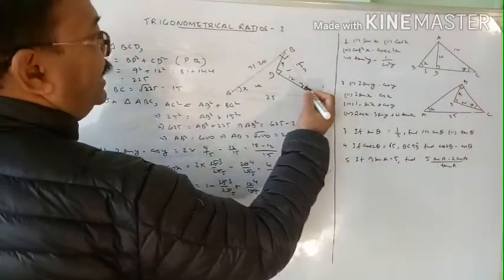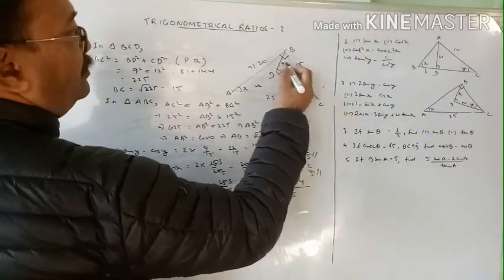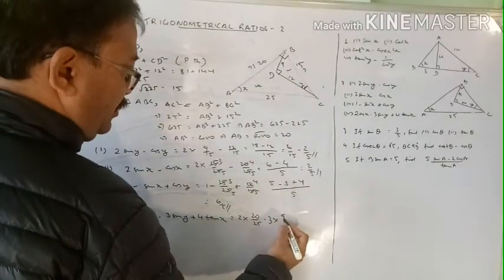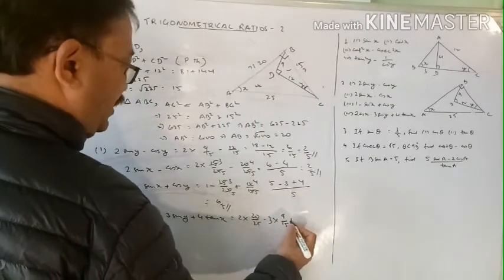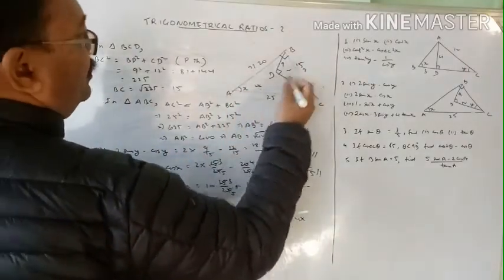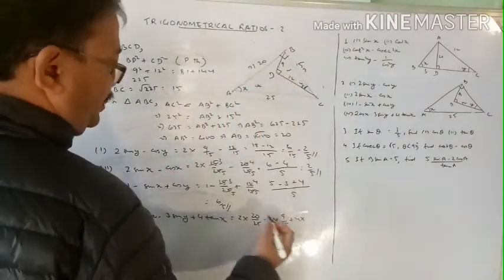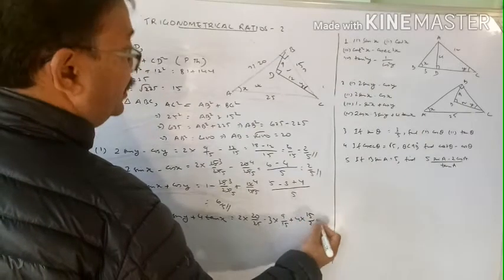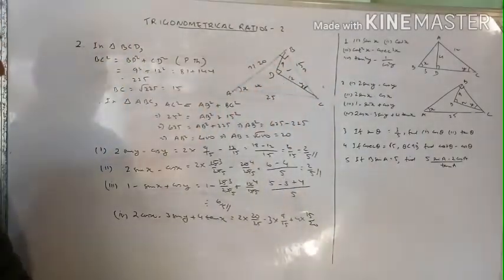Minus 3 into sin y. Y is here. Sin is P by H. So this is y here, P by H, so 9 by 15. Plus 4 tan x, x here. Tan is P by B. So P by B, that is 15 by 20. P by B, because this is x.